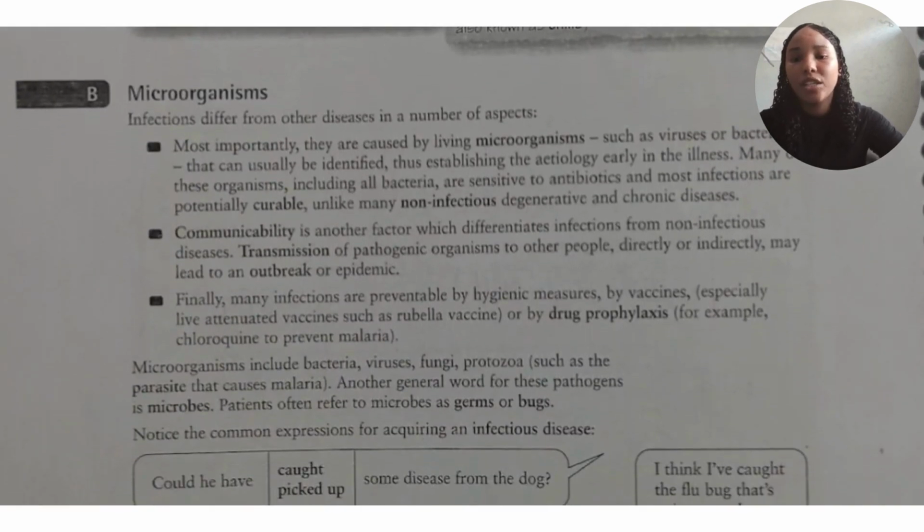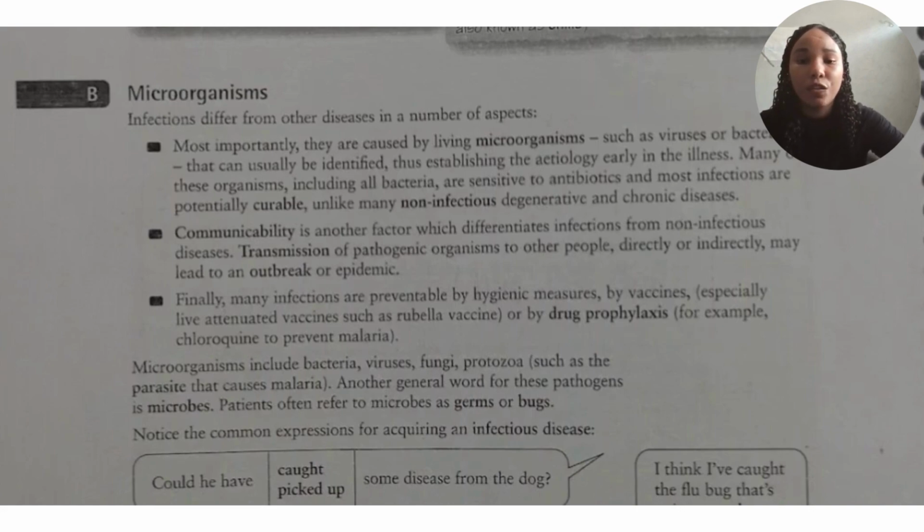Microorganisms. Infections differ from other diseases in a number of aspects. Most importantly, they are caused by living microorganisms, such as viruses or bacteria, that can usually be identified, thus establishing the etiology early in the illness. Many of these organisms, including all bacteria, are sensitive to antibiotics, and most infections are potentially curable, unlike many non-infectious degenerative and chronic diseases.